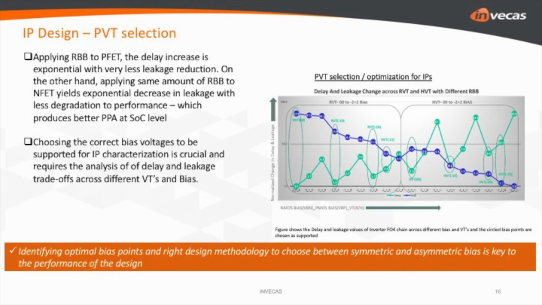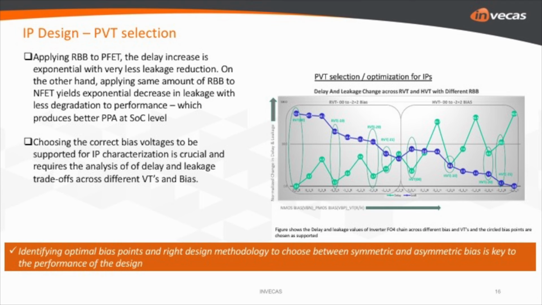Choosing the appropriate PVT corners becomes vital. Applying reverse body bias to PFET, the delay increase is exponential with very little leakage reduction. On the other hand, applying the same amount of reverse body bias to an NFET yields an exponential decrease in the leakage with less degradation to performance, thus producing better PPA at SOC level.